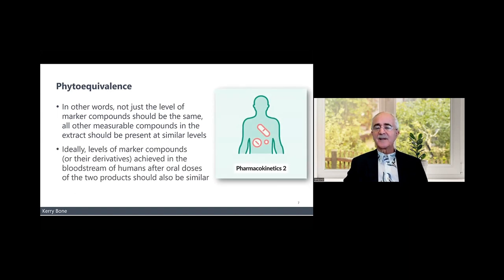And ideally, and this is often applied by regulatory authorities, especially, for example, in Europe, the levels of the marker compounds or the derivatives achieved in the bloodstream of humans after oral doses, in other words, a pharmacokinetic study, should also yield similar results between the two extracts. And that's certainly applied, as I said, when a company in Europe, for example, wants to make the same therapeutic claim to consumers or practitioners based on the study of another extract.